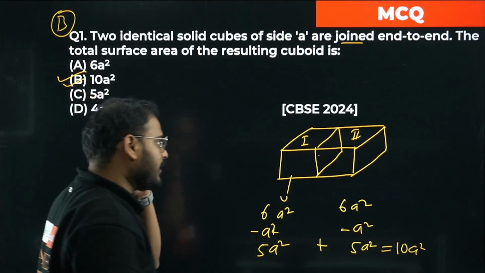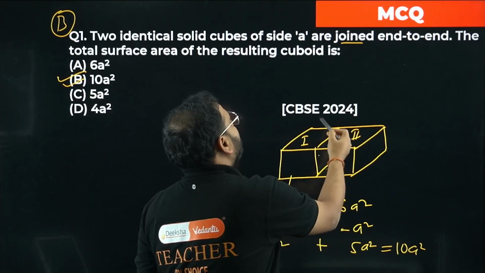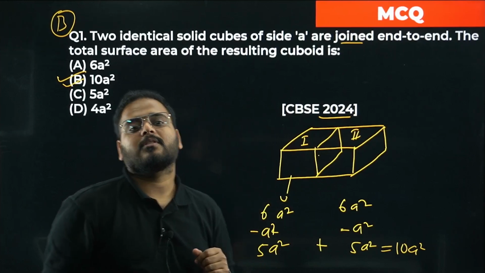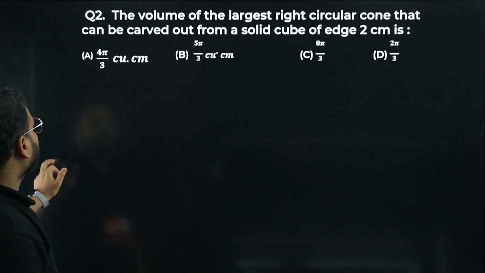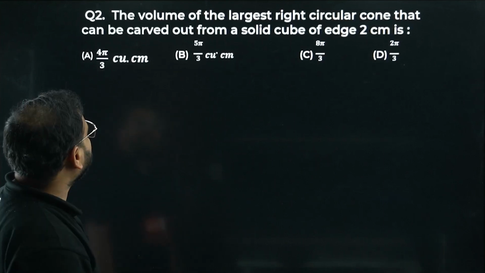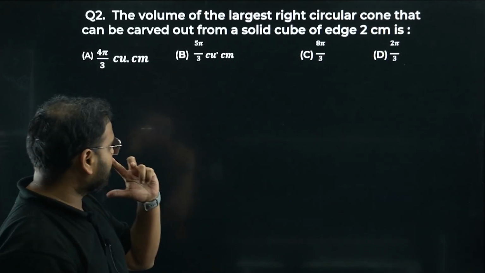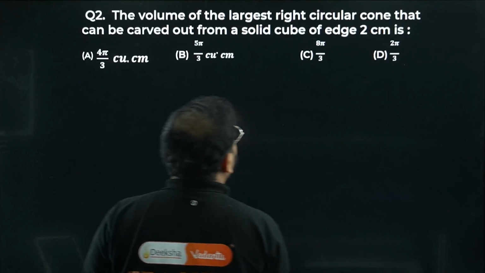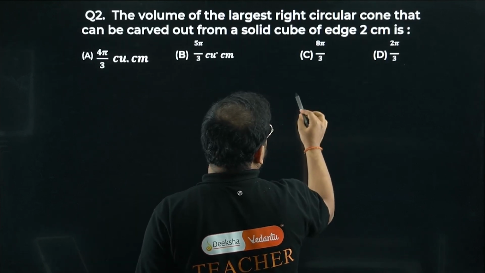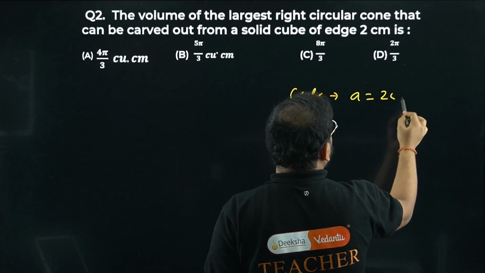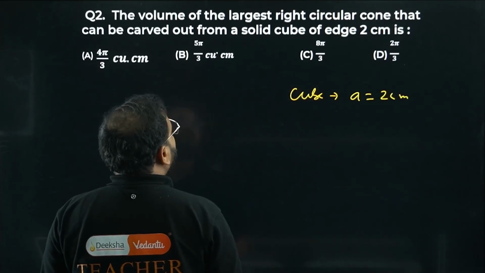Excellent question. Asked in your PYQ 2024. Please have a look. CBSE paper 2024. The question has been asked already. Question number 2, the volume of the largest right circular cone that can be carved out of a solid cube. Edge 2 centimeter. Cube is there. For a cube, we know edge is given as 2 centimeter. Right circular cone, right?